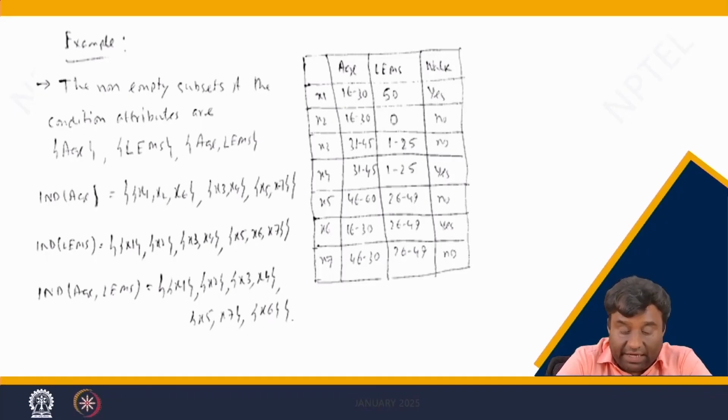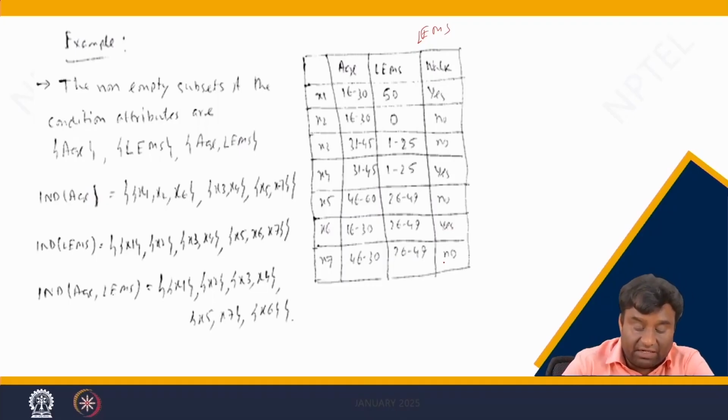Now try to understand another example. Here the objects are x1, x2, x3, x4, x5, x6, x7. Age is 16 to 30. The symptom of leg disease, which is LEMS, has the parameter 50 here: 0, 1, 20 to 25, 1 to 25, 26 to 49, 26 to 49, 26 to 49. Walking is yes for x1, x4 and x6. No is for x2, x3, x5 and x7.